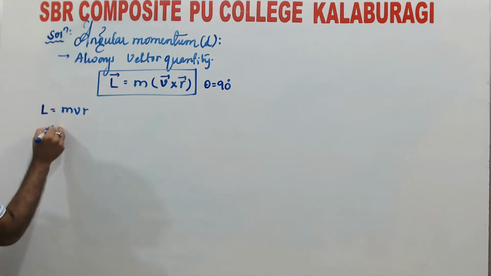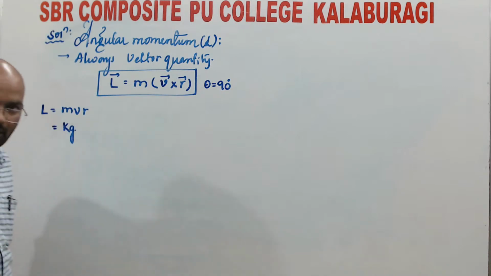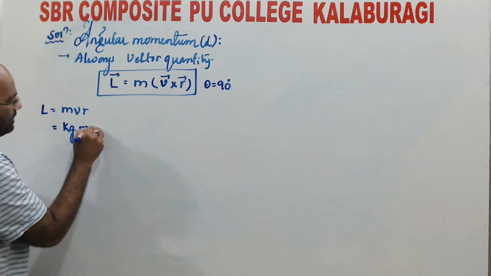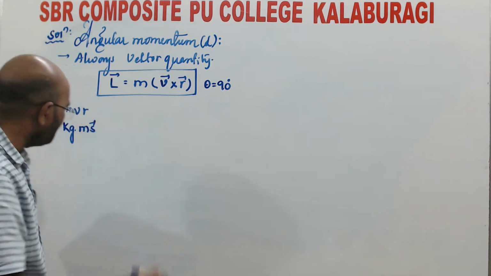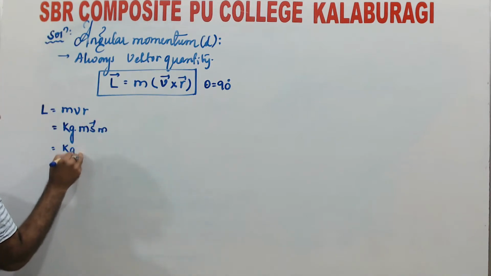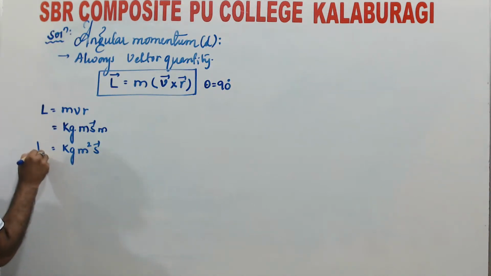Then, mass is measured in terms of kilogram. Velocity is measured in terms of meter per second. Radius is measured in terms of meter. So this is given as kg meter square per second. So this is what we call angular momentum.